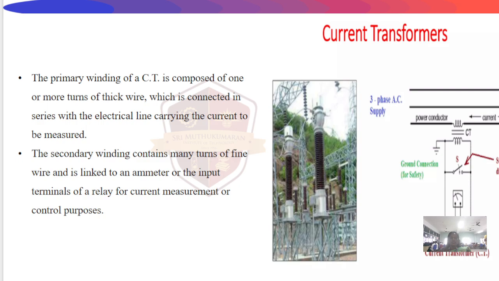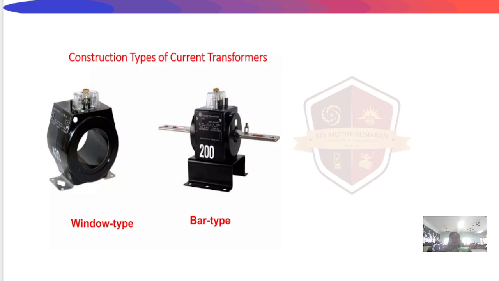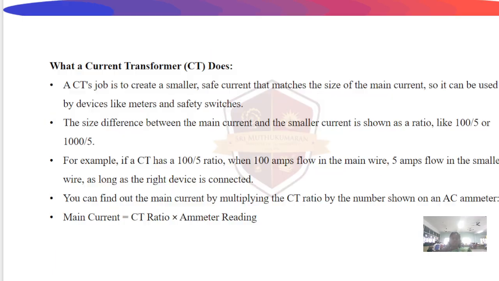The primary winding of a current transformer is composed of one or more turns of thick wire, which is connected in series with the electrical line carrying the current to be measured. The secondary winding contains many turns of fine wire and is linked to an ammeter or the input terminals of a relay for current measurement or control purposes. These are the construction types of current transformers: window type and bar type.